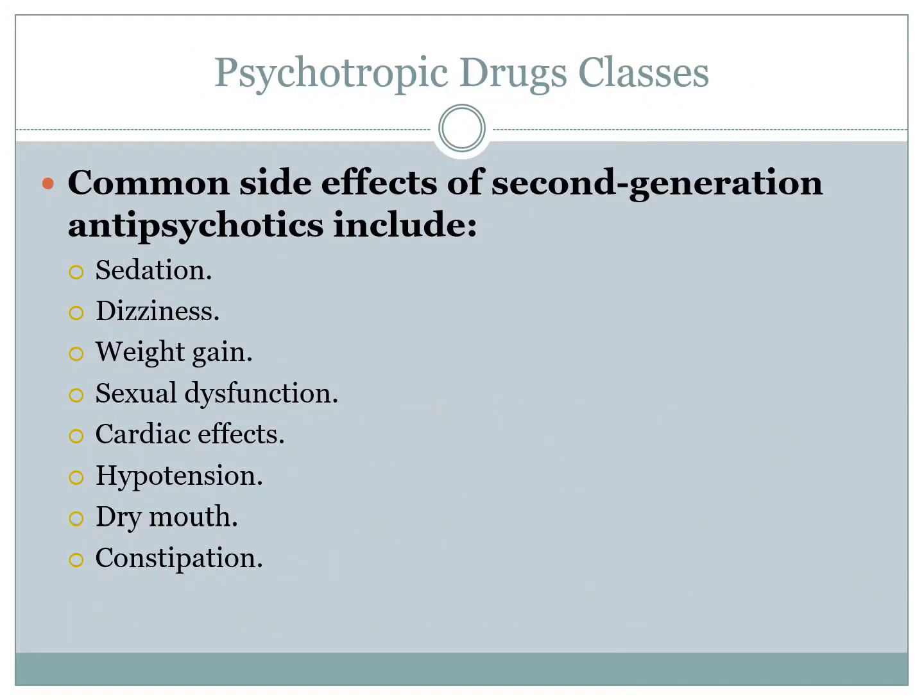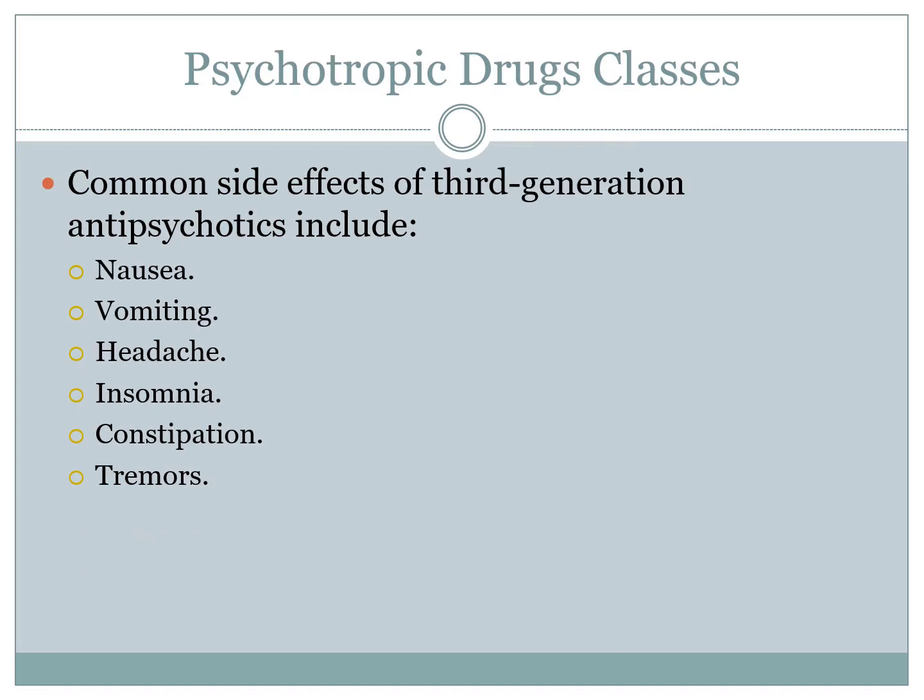For second generation, the common side effects are sedation, dizziness, weight gain, sexual dysfunction, cardiac effects like QTc prolongation, hypotension, dry mouth, and constipation. And for third generation, the common side effects are nausea, vomiting, headache, insomnia, constipation, tremors. So you can see, moving from first generation to third generation, the side effect profile of the drug classes has changed, and it is minimal in the third generation. Like EPSEs are rare, NMS is rare, and other problematic side effects are rare in this third generation.